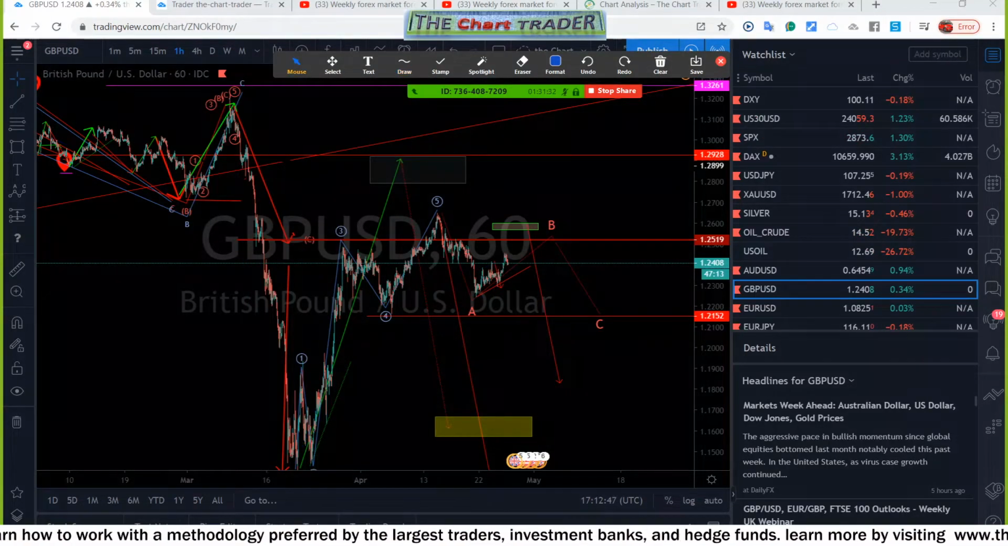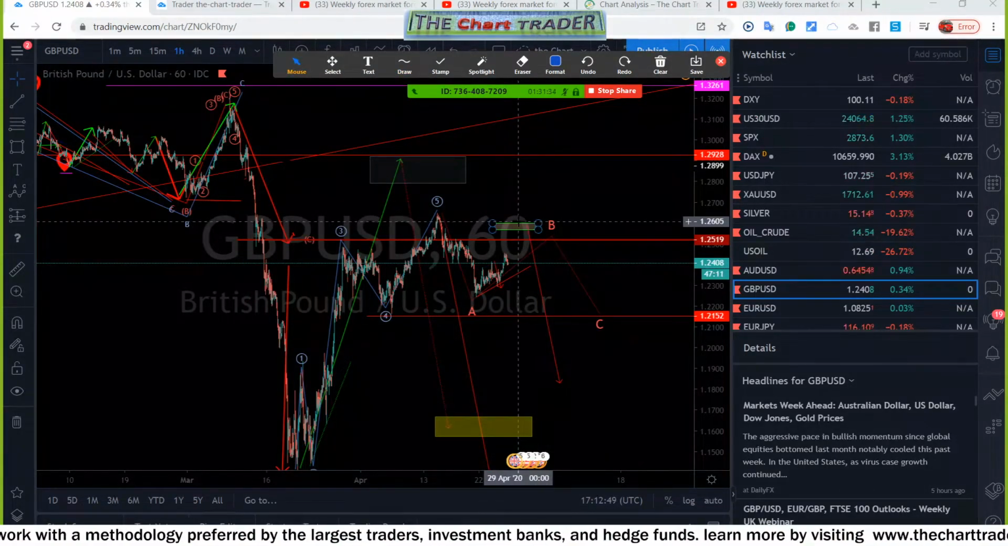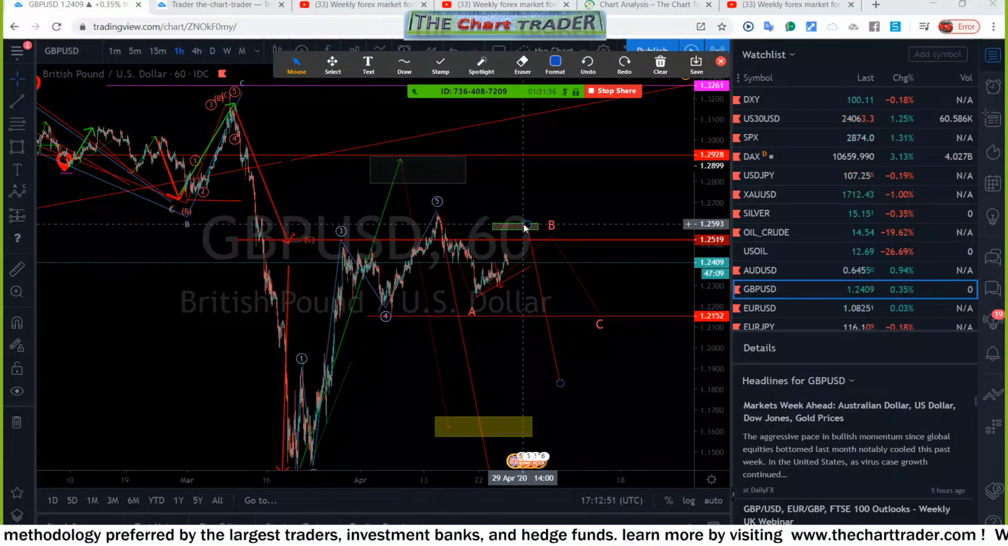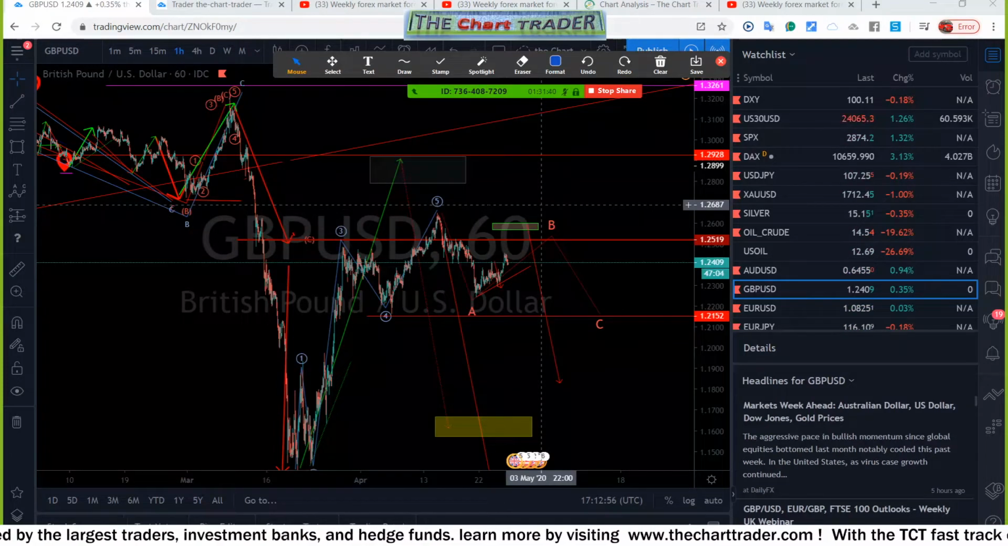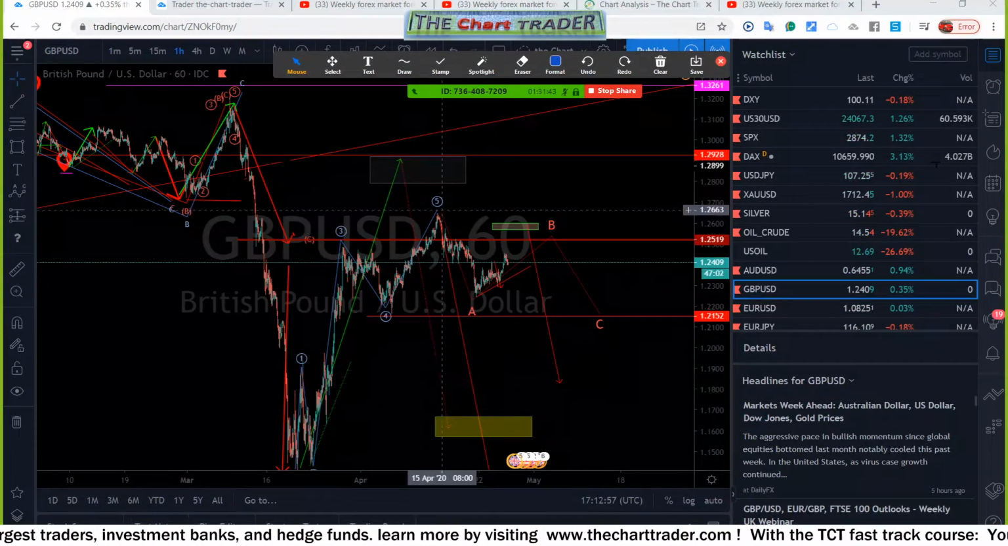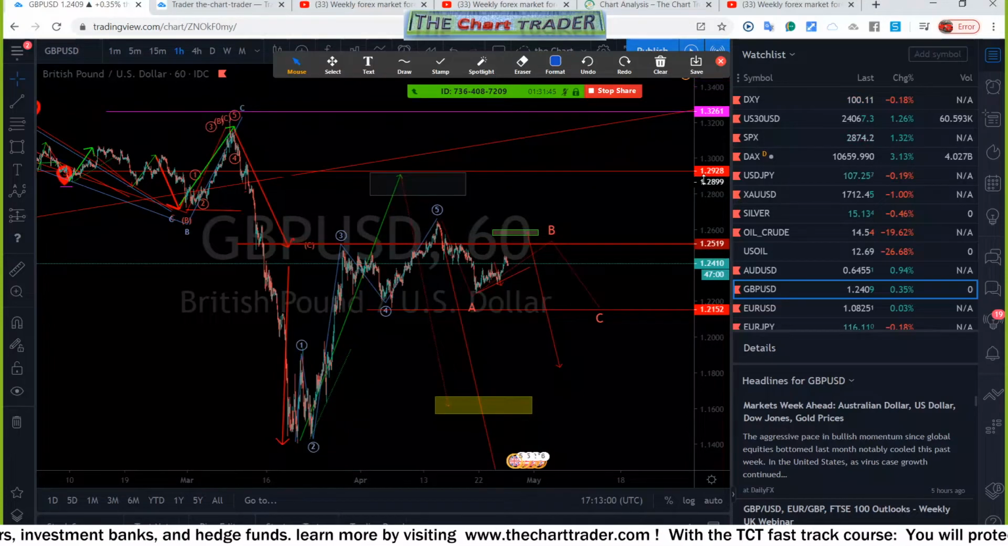Let's just give you the price exactly. From 1.2593, take this trade from there and see what happens. Use stop loss above this top, and let's see what happens. I'll take this one as well.